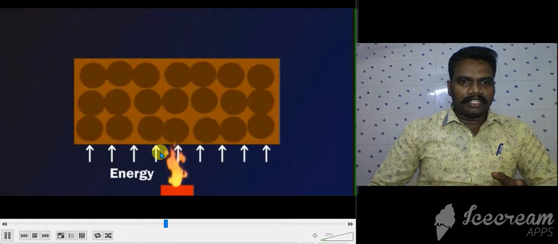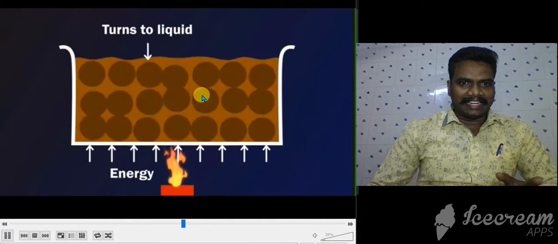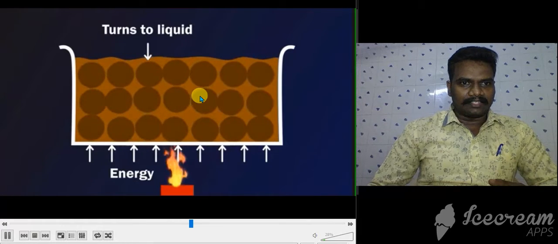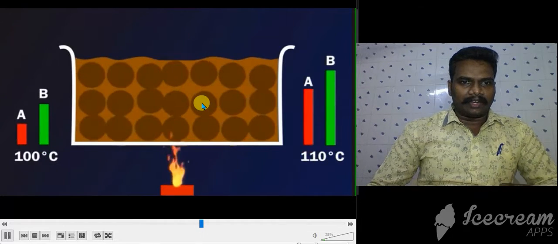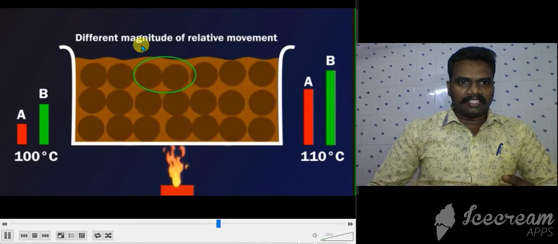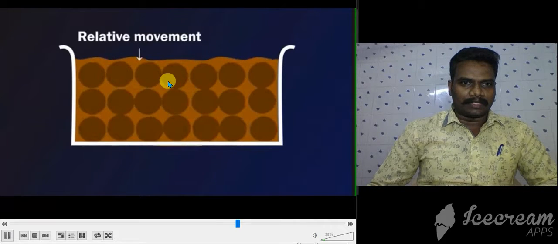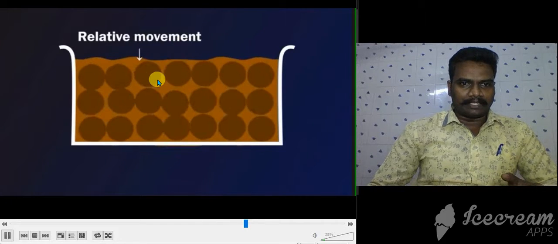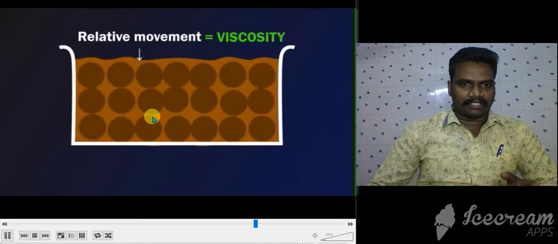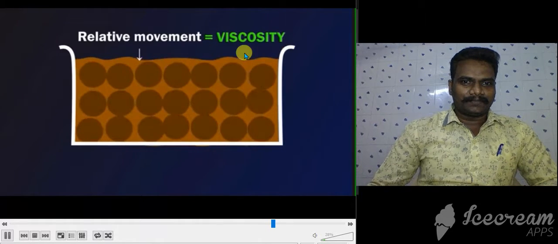Energy is given to the molecules, so the kinetic energy of the molecules is high. The solid turns to the liquid state. With further increase, there is a different magnitude of relative movement between the molecules. So the relative movement between the layers of this liquid is called viscosity.